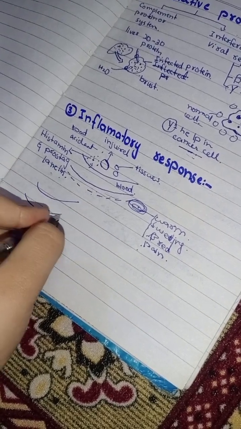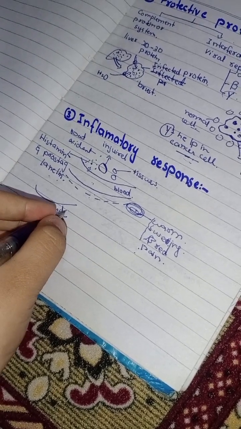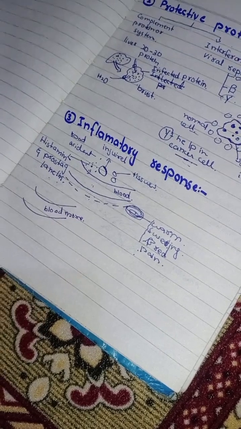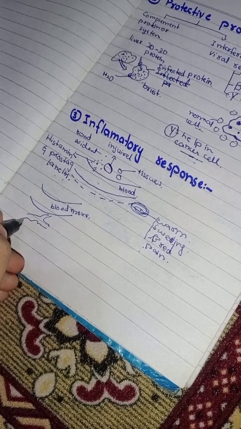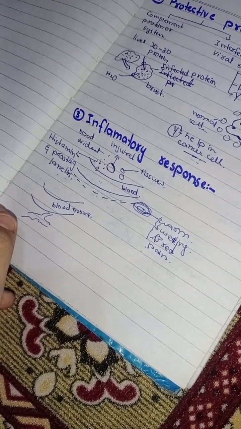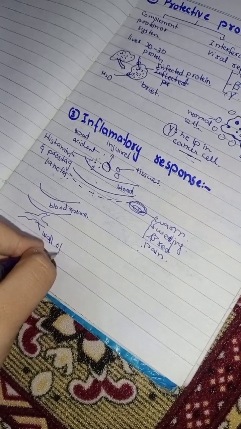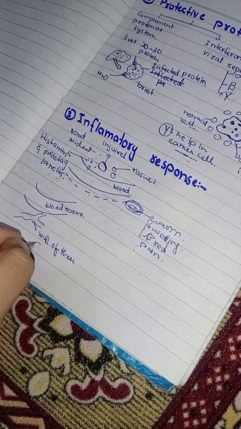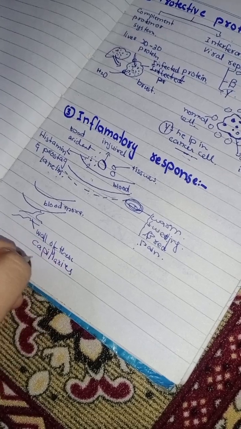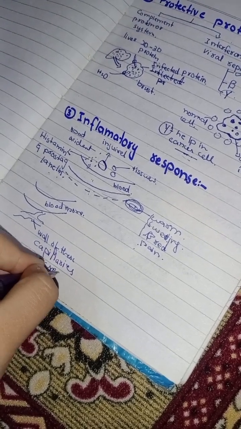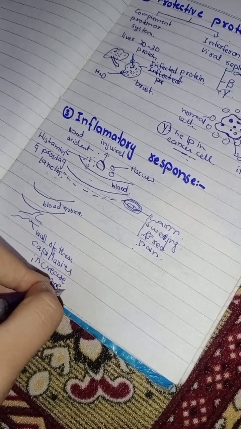Now here we have the dilated vessel, so blood is moving faster and faster, and blood flow increases. On the lower side we have some capillaries. The walls of these capillaries increase. What will increase? Permeability.